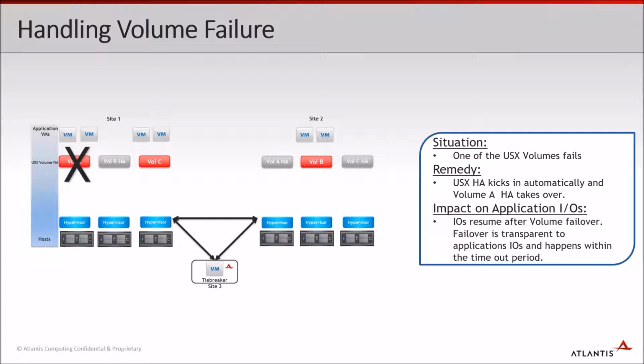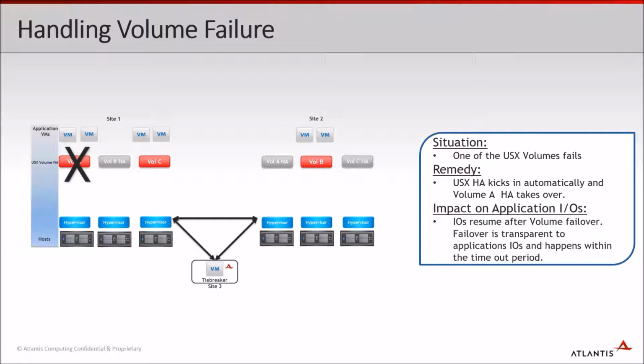Similarly for volume B and volume C. So every volume forms its own HA solution, and they form a quorum with the tiebreaker individually. How that helps is, should there be a case where just a single volume were to go down, we don't have to fail over the entire site or the other volumes that are still up and running.